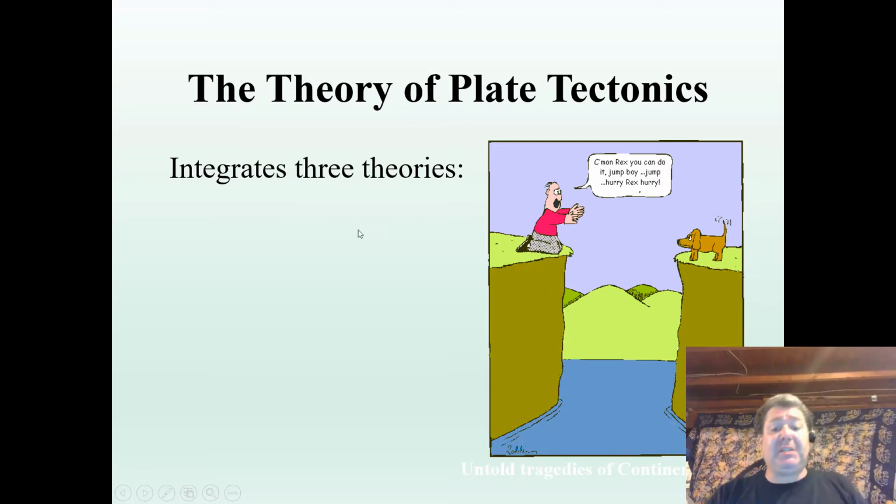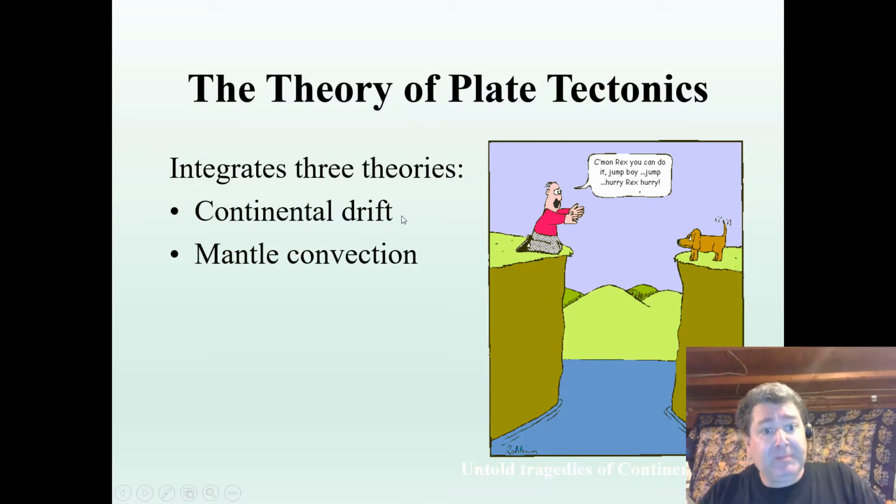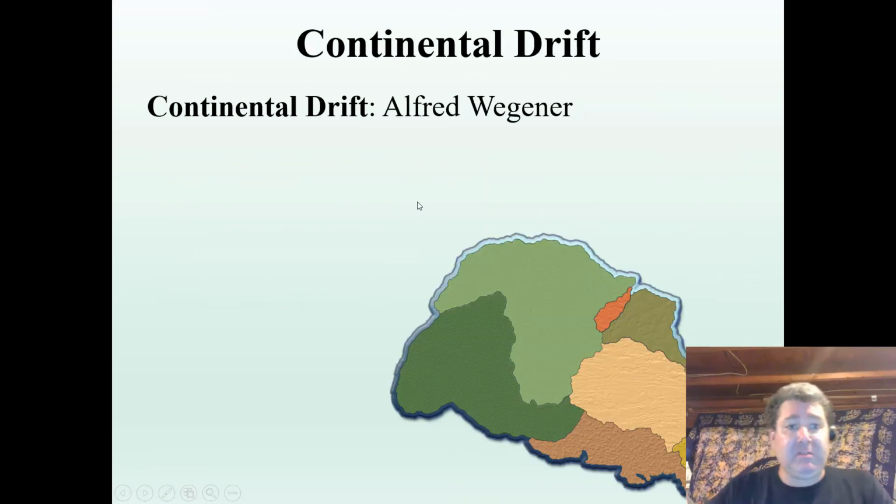But this actually incorporates three previous theories. One known as continental drift. A second, mantle convection, the idea that the mantle of our Earth, that asthenosphere, is convecting kind of like a pot of boiling water. And then seafloor spreading as well. We'll look at each of these individually here.